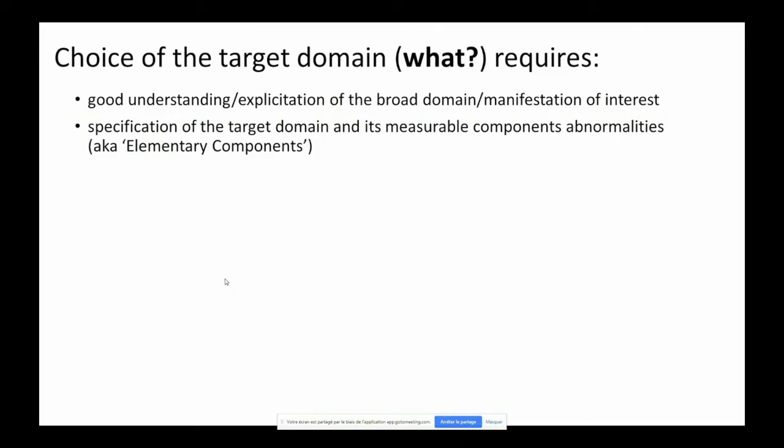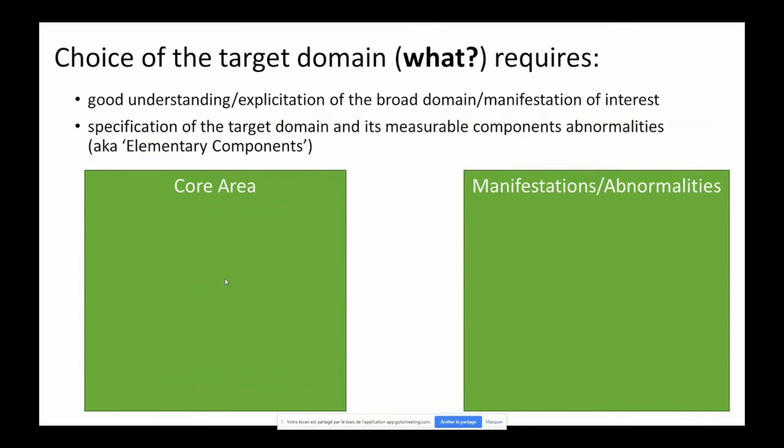So the choice of the target domain requires first a good understanding and a good explicitation of the broad domain or the manifestation of interest. And secondly, to specify the target domain that we want to measure in this broad domain and its measurable components, what we call the elementary components. First, we define the core area. Imaging works in the core area of manifestation abnormalities.